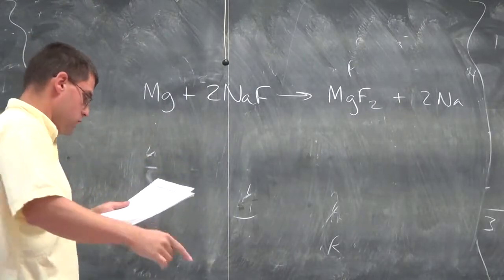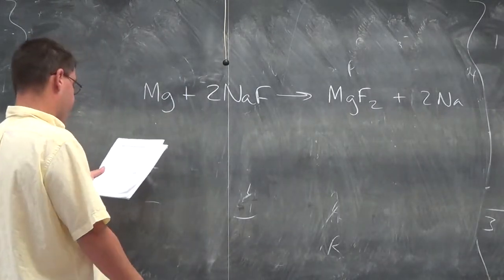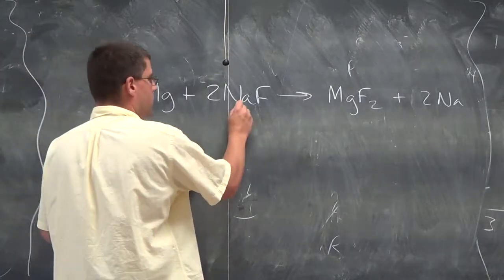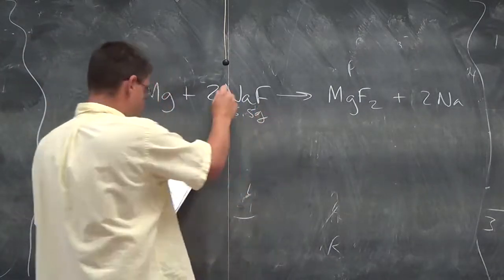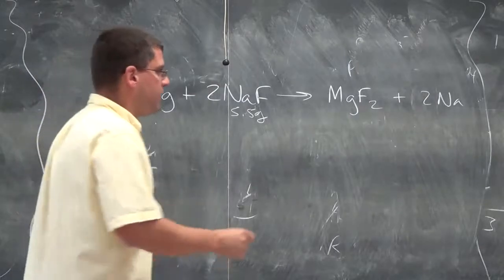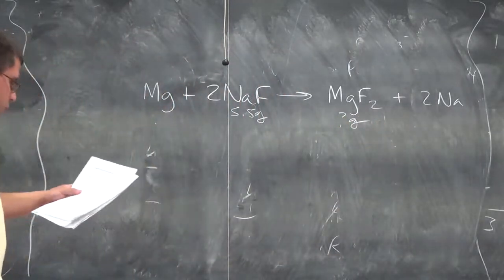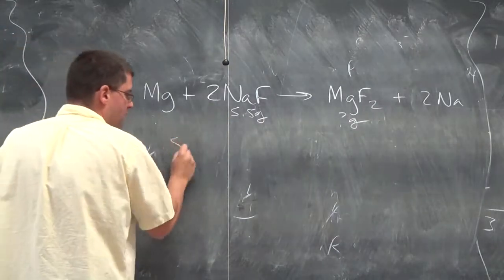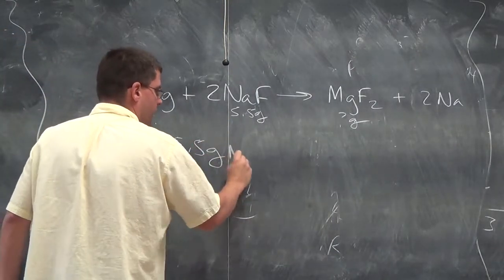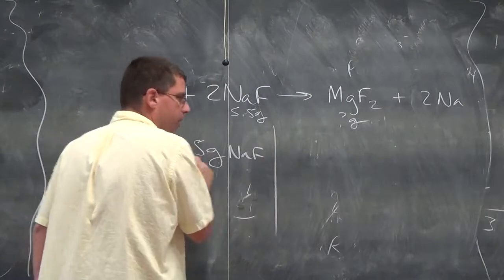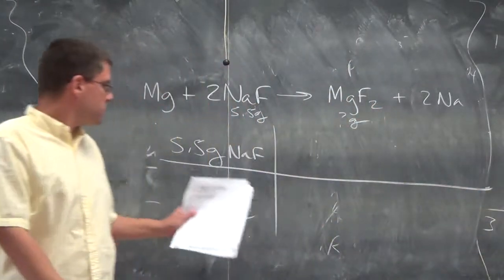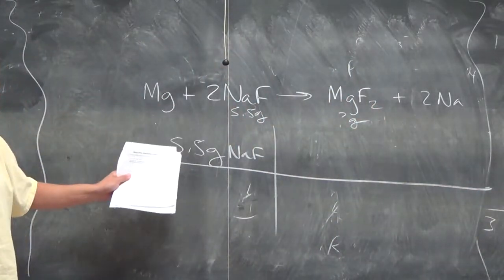That's very important. Okay, you're starting with 5.5 grams of sodium fluoride, 5.5 grams of NaF. How many grams of magnesium fluoride will be produced? Here we go. So what's the scenario? 5.5 grams of NaF. Perfect. 5.5 grams, there's our given.